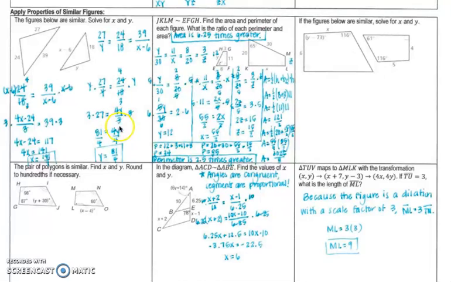Then I have another fraction, so I multiply by its denominator, multiplied both sides by 3, and I get 81 equals 4y. Then I'm going to divide each side by 4, and I get y equals 81 over 4. Again, perfect, looks good. That's my answer.